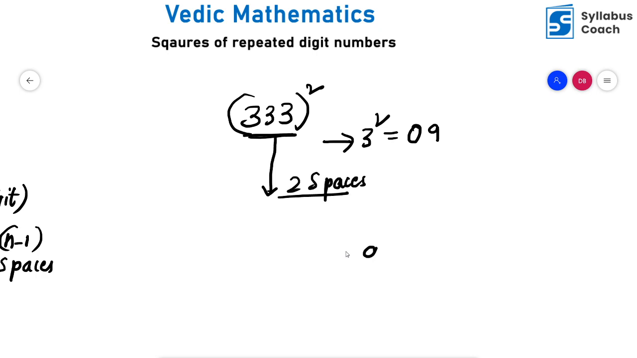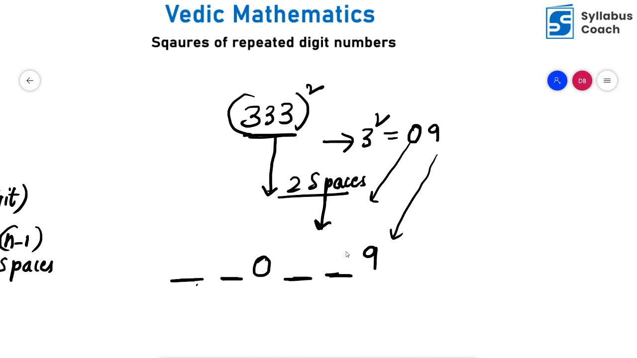So first write 9. And now give 2 spaces, which is first space and second space. As 9 is already done, you are left with 0. So write 0. And then before 0, you leave 2 spaces again because it's a 3-digit number. You have to leave 3 minus 1 spaces before each of these numbers.